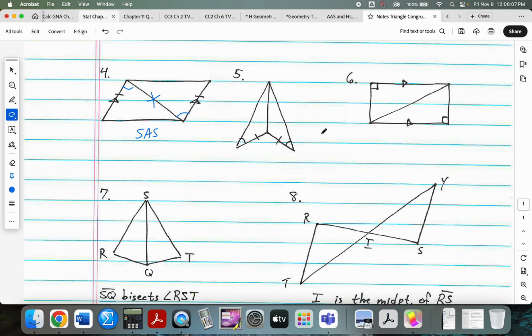Chris, what else can I add on number 5? The reflexive property, exactly right. And let's see. Blake, why are these congruent?